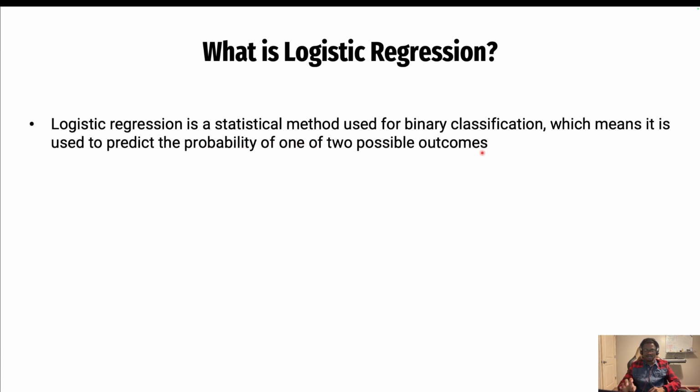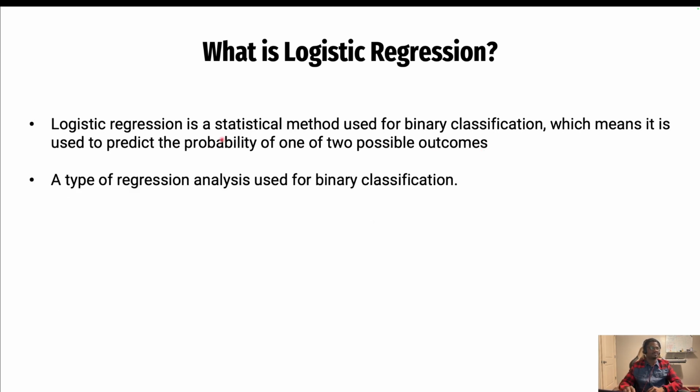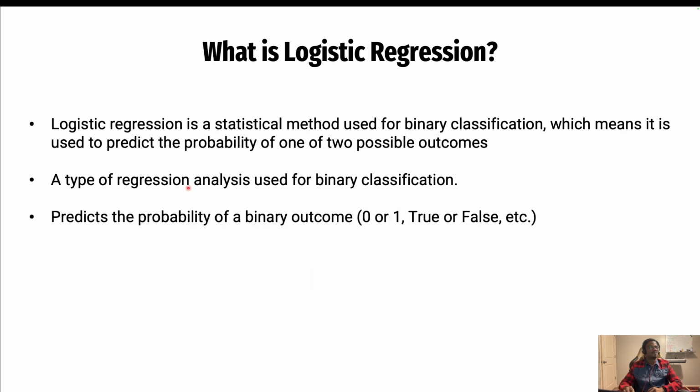I'll give you an example that you will be able to relate to. So logistic regression is a type of regression analysis used for binary classification. It predicts the probability of a binary outcome, right? So the output of a logistic regression is always two outputs, either true or false, 0 or 1.